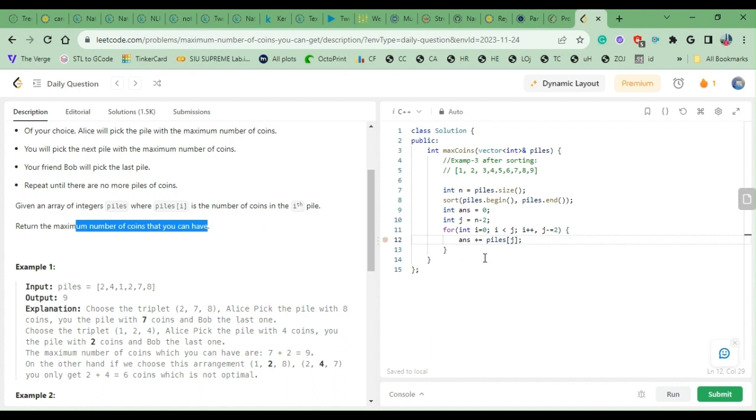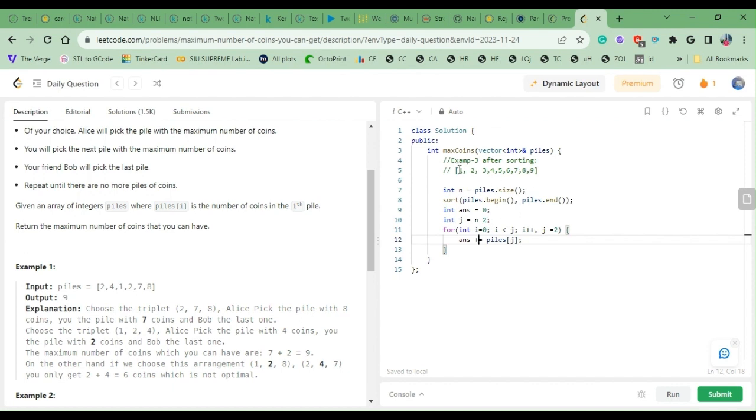Okay, so that is why I initialized a variable answer, and continuously I'm adding the value in the answer. So that's how it works. First I started j with n minus 2. Why n minus 2, not n minus 1 or n?